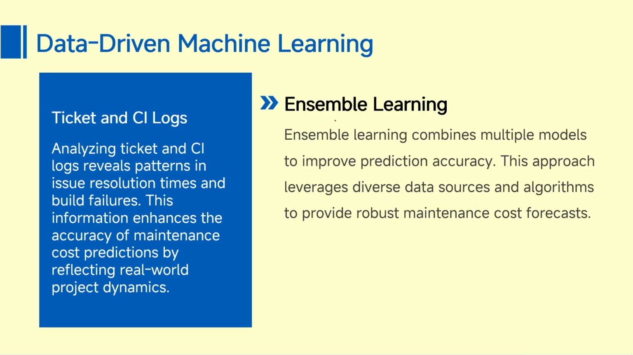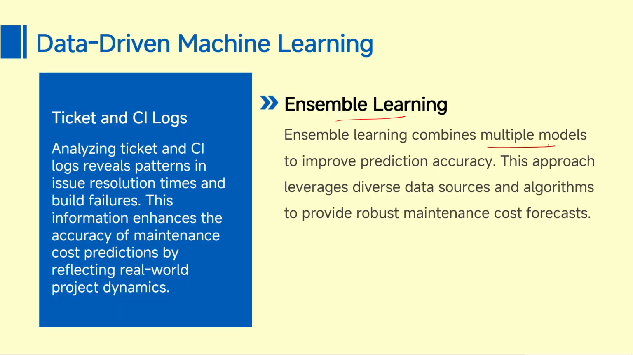The last one is ensemble learning. Ensemble learning is a very famous learning in the machine learning perspective. What exactly we do is, there could be several algorithms trained in parallel or in sequence, and we use those models and estimate the accuracy. We are trying to predict the accuracy. It combines multiple models to improve the prediction accuracy. This approach leverages diverse data sources and algorithms and provides robust maintenance forecasting.